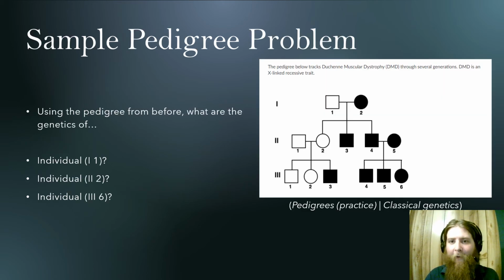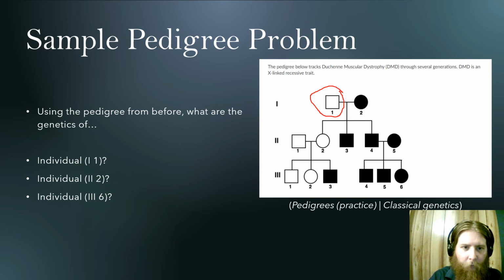So let's do a sample pedigree problem. We're going to look at Duchenne muscular dystrophy, or DMD, and we're going to be looking at this pedigree. Keep in mind that DMD is an X-linked recessive trait. So if you're a male and you have one copy of DMD, you're going to have the disease because it rides on the X chromosome, and there's no homolog on the Y chromosome. So let's look at individual Roman numeral 1, number 1. This is a male because he's a square, and he does not have the disease because he's not shaded in. So what does this tell us about his genetics? Well, we know he's male, so we know he has a Y chromosome.